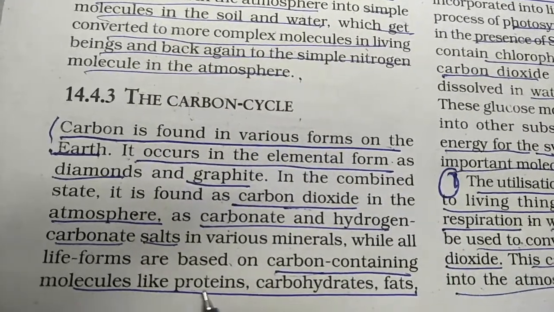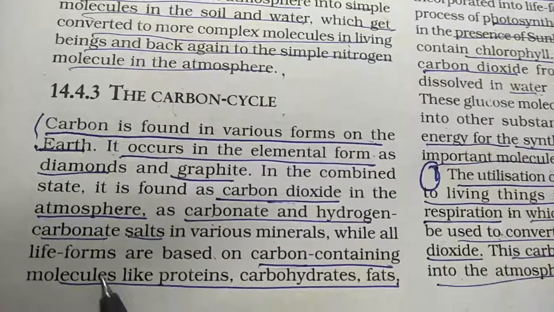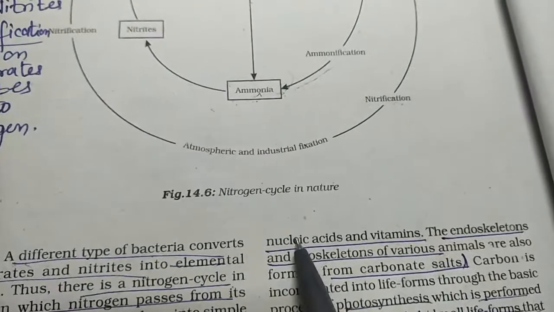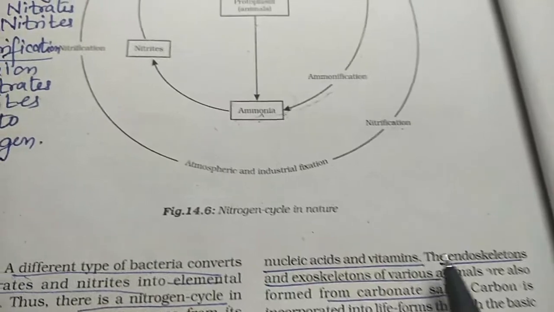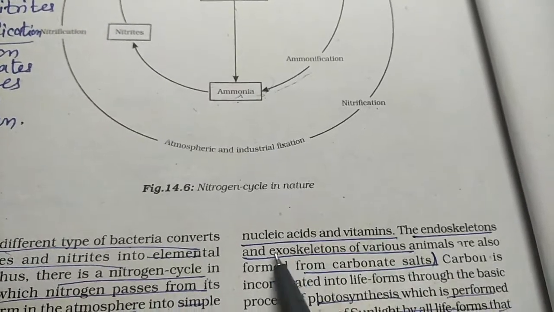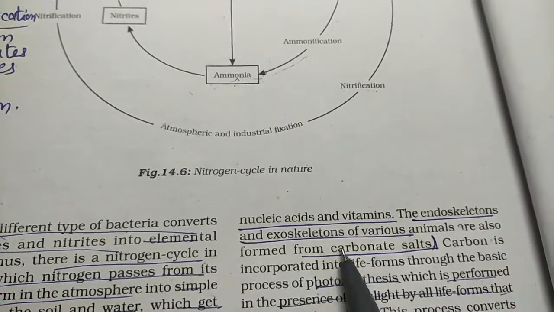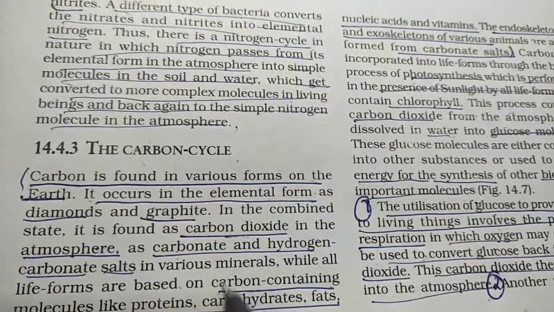Now in our body we have carbon containing molecules like proteins, carbohydrates, fats, nucleic acids, vitamins, then our skeletons, that is endoskeletons and the exoskeletons of various animals, are also formed of carbonate salts. So these are the places where you find carbon.